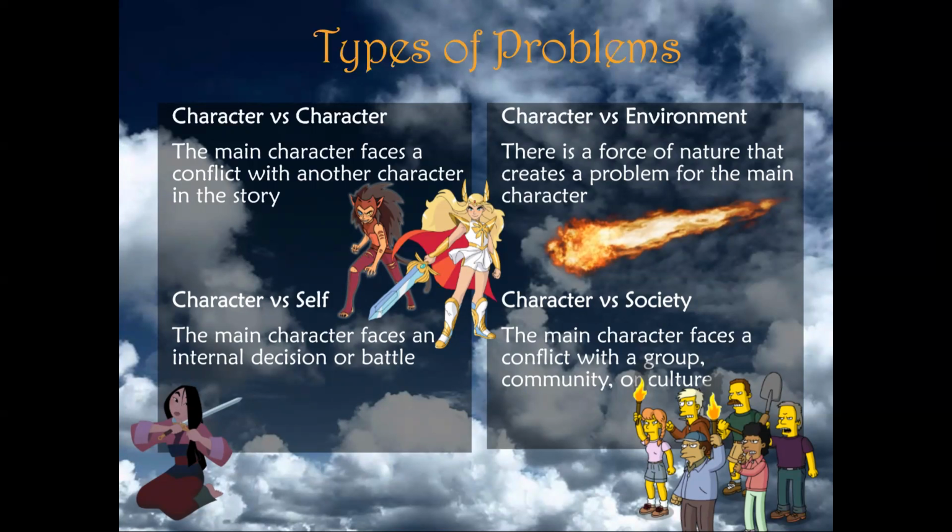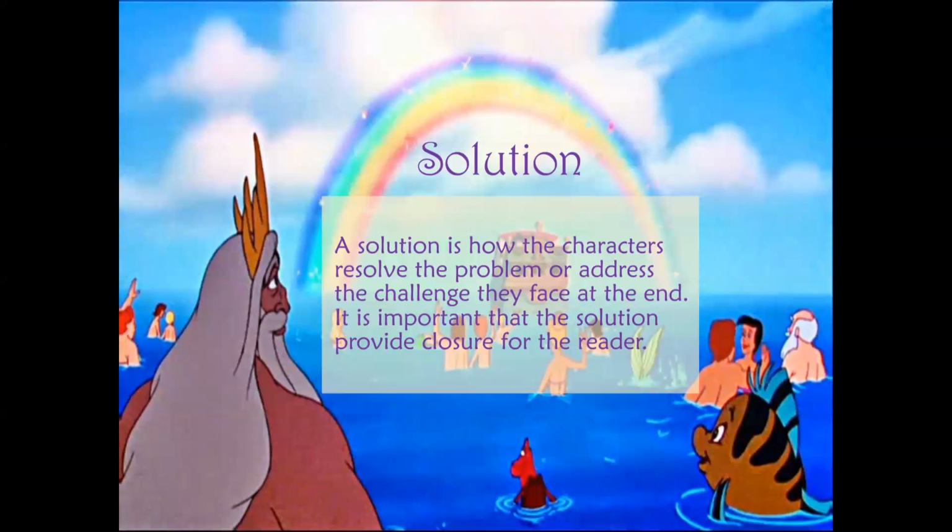After you've invented some problems for your characters, you're ready to determine the solution. The solution is how the characters solve the problem or overcome their obstacles at the end of the story. This is the big bow on top. A well-crafted solution will give the reader a sense of closure and everything will be tied together.